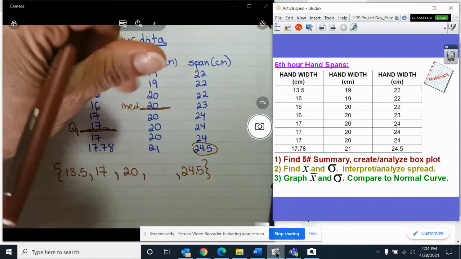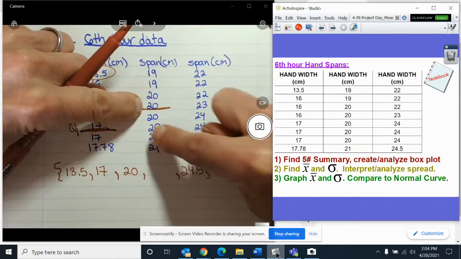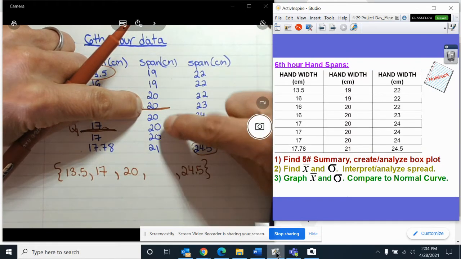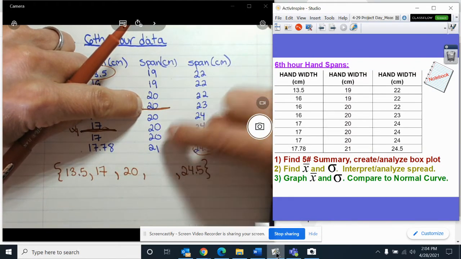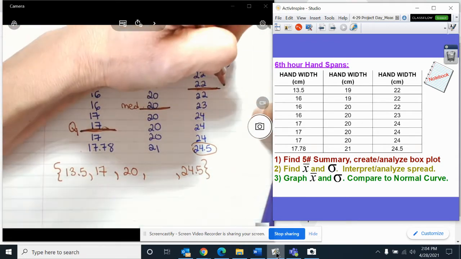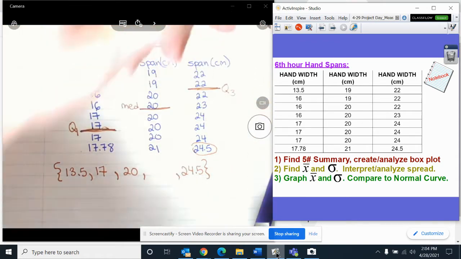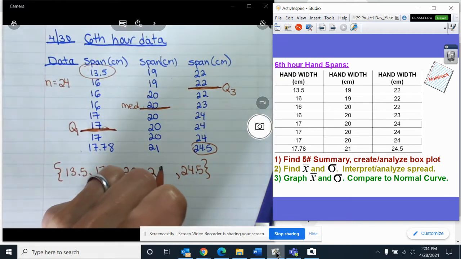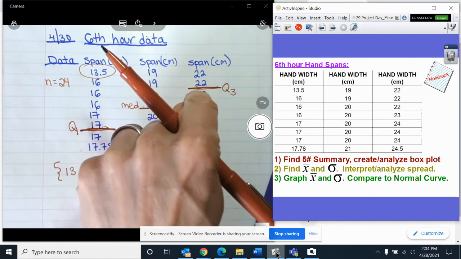Doing the same thing, but now to the right. 1, 2, 3, 4, 5, 6. And so our third quartile is 22, halfway between 22 and 22.